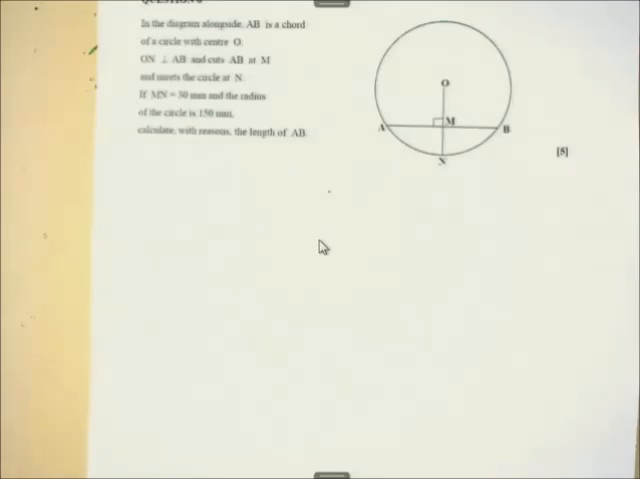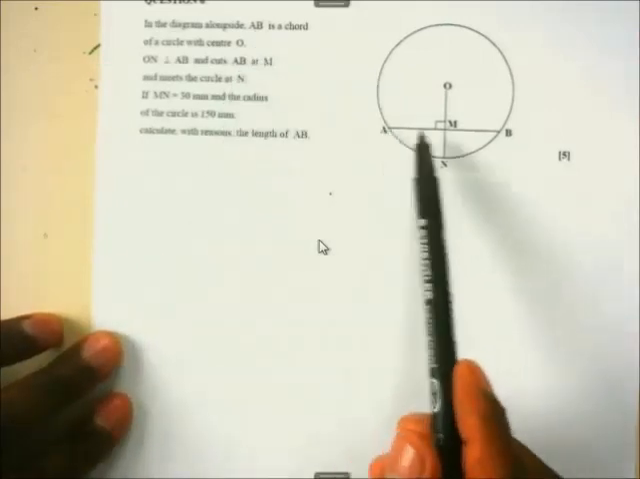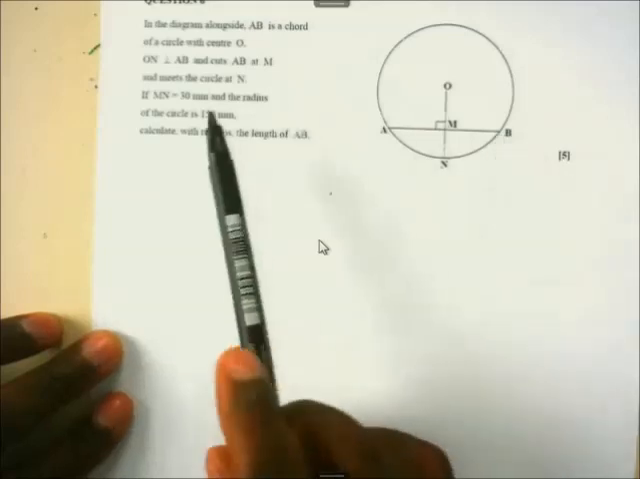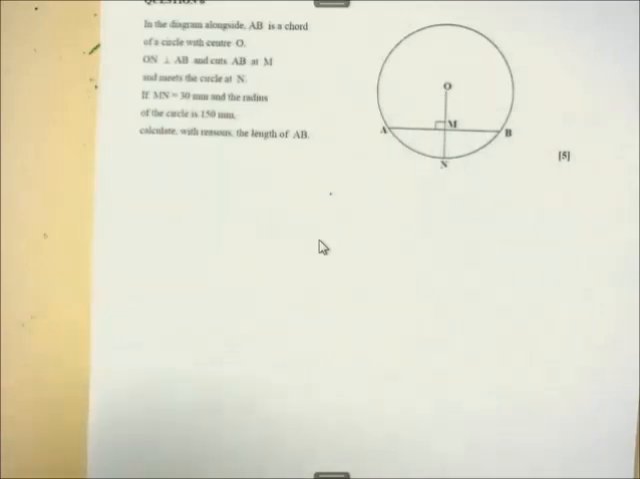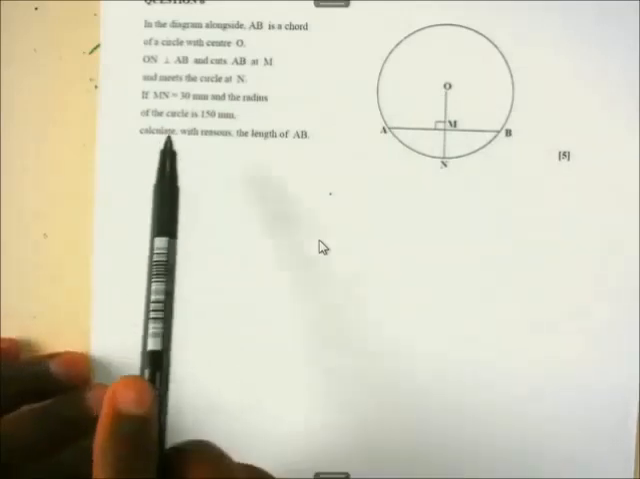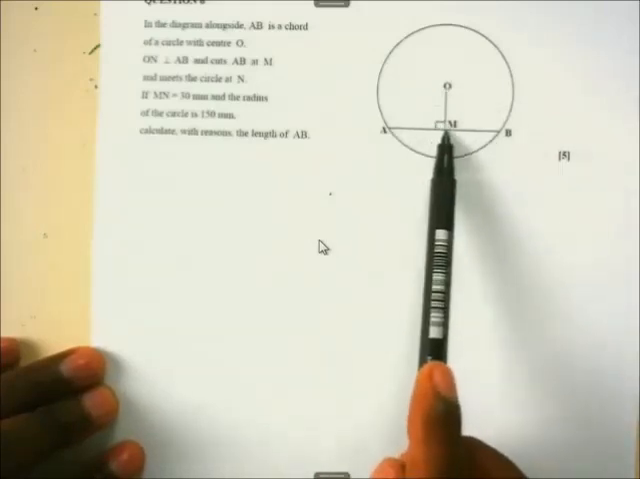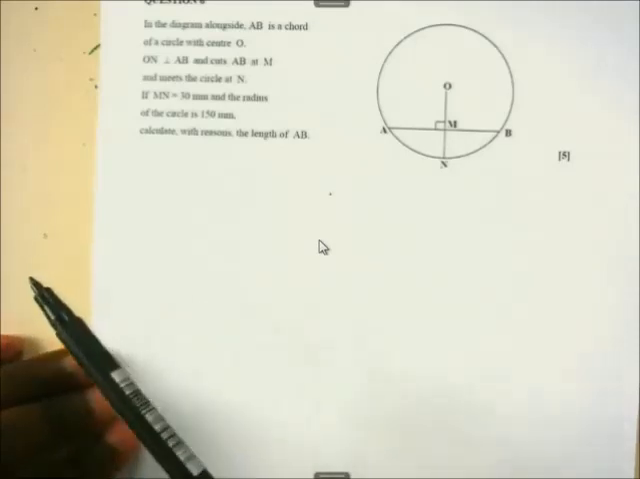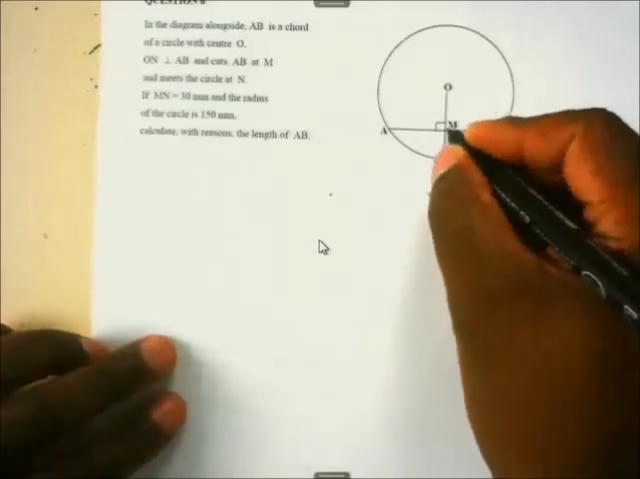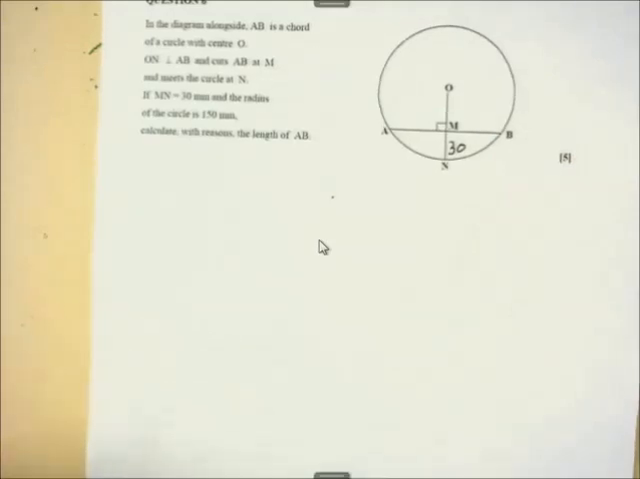In the diagram alongside, AB is a chord of a circle with center O, meaning O is the center of the circle. ON is perpendicular to AB at M, and that angle is already marked 90 degrees. MN is 30 millimeters. Immediately, you mark it on the diagram.